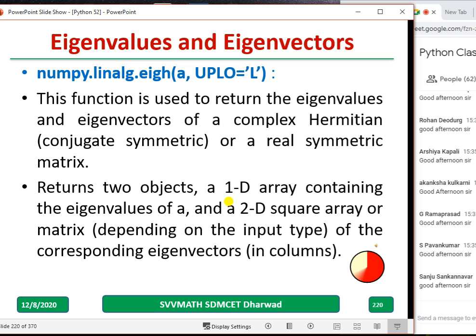Take a few more seconds so that you can read it once or twice and understand. We cannot spend more time discussing what a symmetric matrix is. Only which function is available in Python, and how to make use of that particular function, we are going to discuss. Let me go to the next slide.